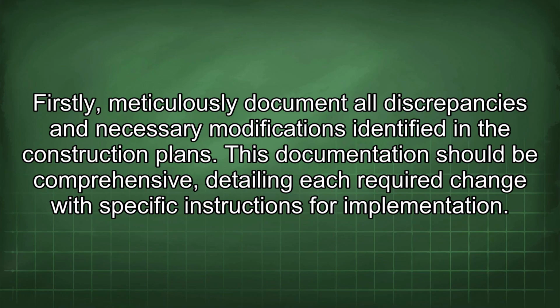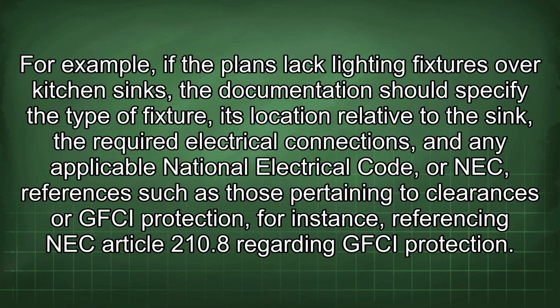Firstly, meticulously document all discrepancies and necessary modifications identified in the construction plans. This documentation should be comprehensive, detailing each required change with specific instructions for implementation. For example, if the plans lack lighting fixtures over kitchen sinks, the documentation should specify the type of fixture, its location relative to the sink, the required electrical connections, and any applicable National Electrical Code or NEC references such as those pertaining to clearances or GFCI protection, for instance, referencing NEC Article 210.8 regarding GFCI protection.